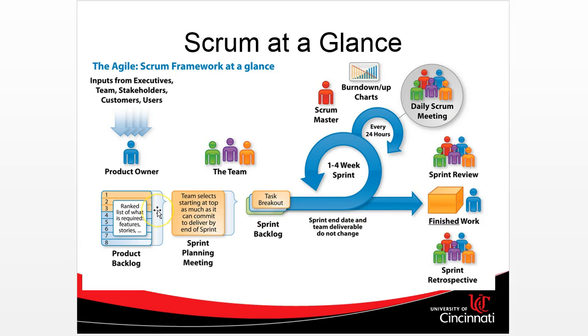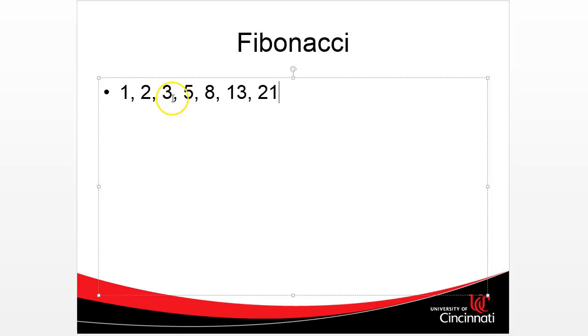Now, how do we know how many stories we can tackle in a sprint? Well, the stories are going to have a ranking of difficulty. It's not a matter of time, it's just relative difficulty. And the difficulty is going to be ranked with Fibonacci numbers. The Fibonacci numbers are 1, 2, 3, 5, 8, 13, and 21. And the way a Fibonacci number works is we add the two numbers behind us, and that gives us our current number. So 3 is the sum of 1 and 2, 5 is the sum of 3 and 2.